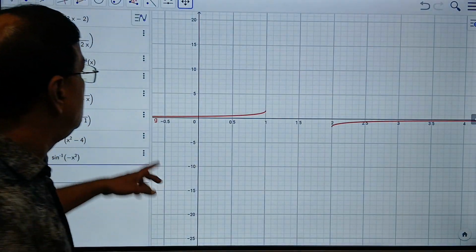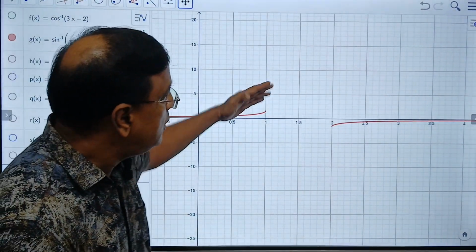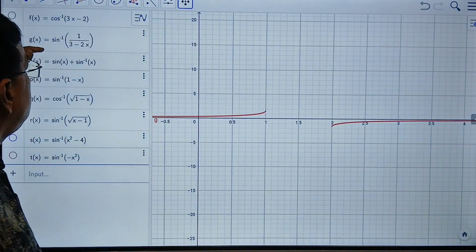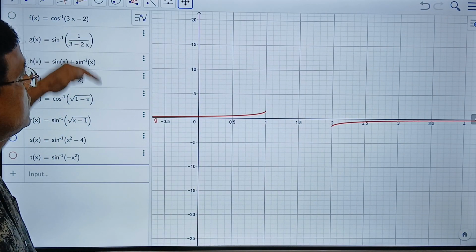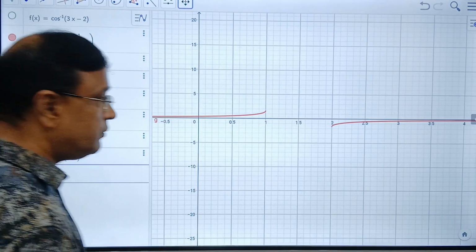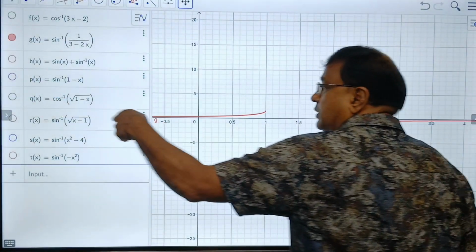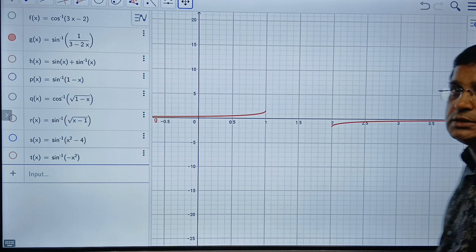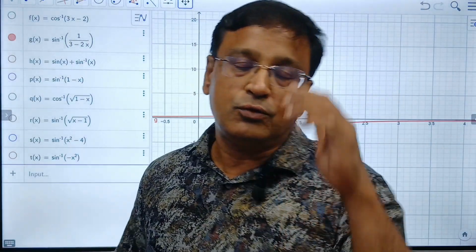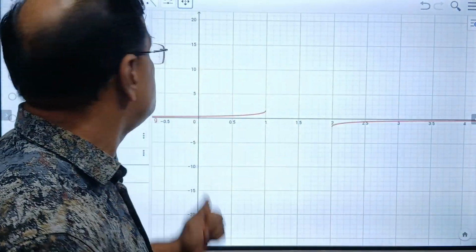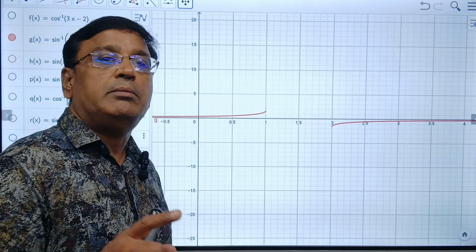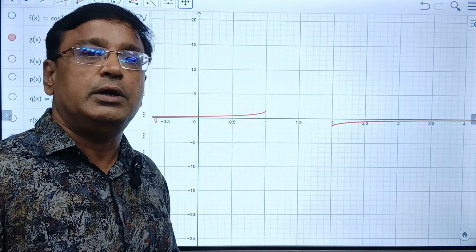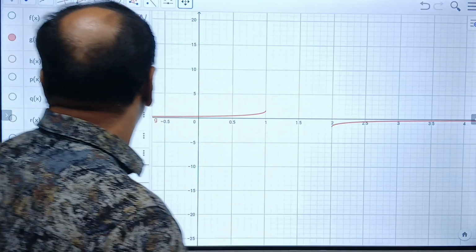Now you see, it is from minus infinity to 1 and then from 2 to infinity. This is how the graph of cosecant inverse of 3 minus 2x is. From minus infinity you come to 1 and then from 2 you go to infinity. That's the answer we got. The domain of cosecant inverse of 3 minus 2x is open interval minus infinity to 1 union closed interval 2 to open interval infinity. Okay.